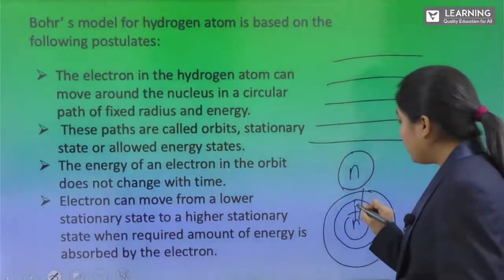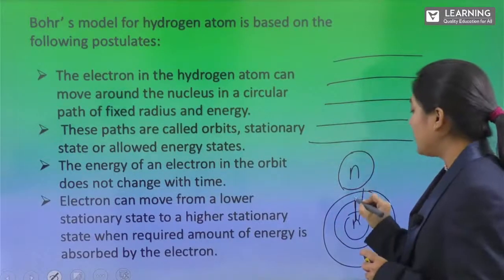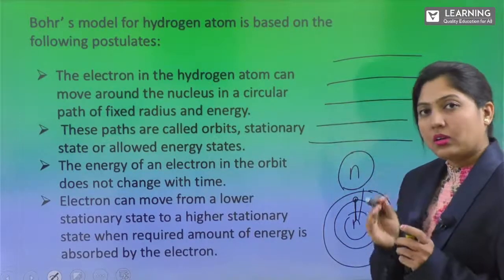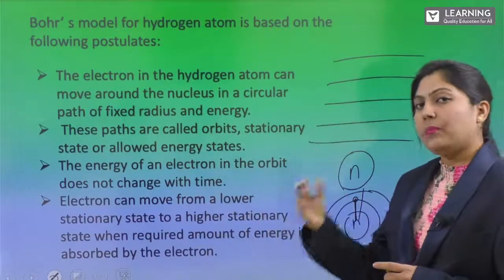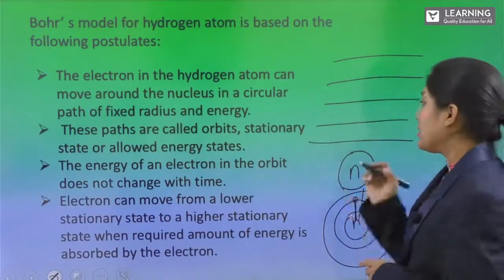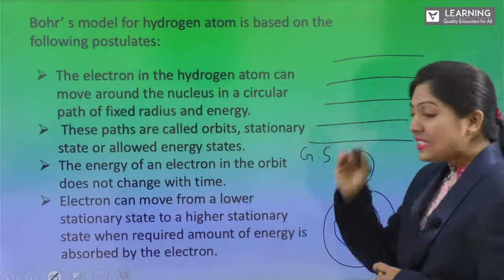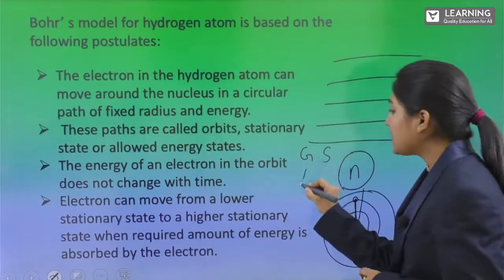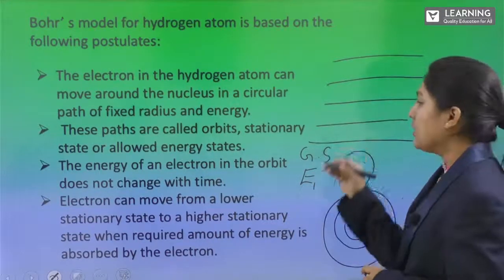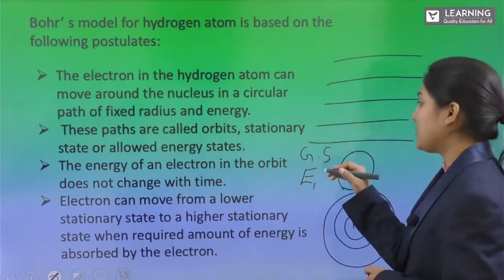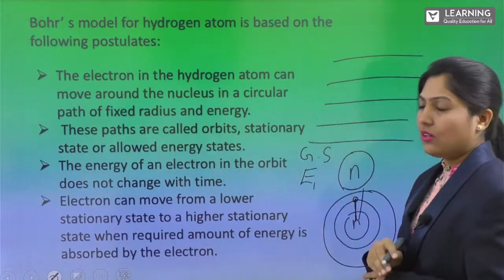If you have the lower radius, then the energy will be less for the closest one. If it is a larger radius, energy will be more for that orbit. So we say this is the ground state, the least energy level, and we'll take it as E1 state or ground state. The first state, which is nearest to the nucleus, is called the ground state or E1 state.